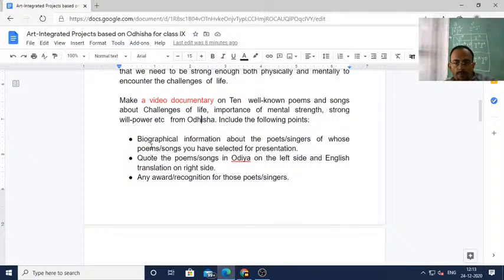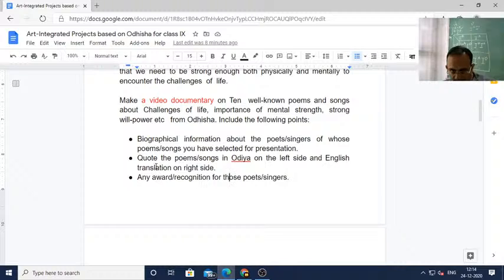So biographical information about the poets, singers of whose poem songs you have selected for presentation. Biographical information like when was he born, then his early childhood, and what works he is famous for, and which award. All this biographical information you write in short. Then quote the poem songs in Odia on the left side and English translation on the right side.